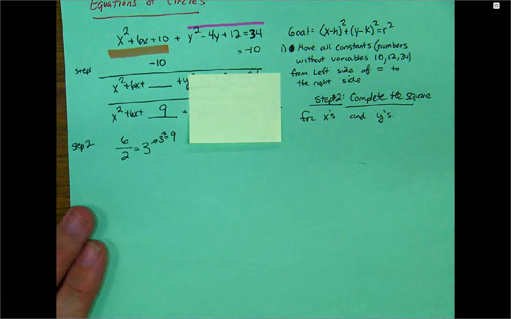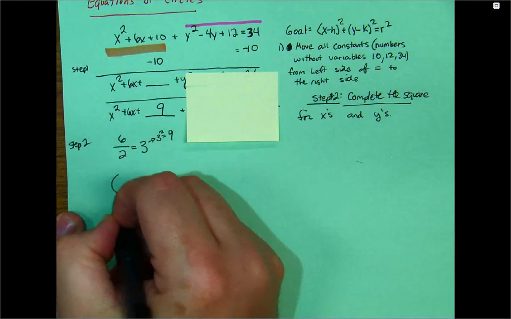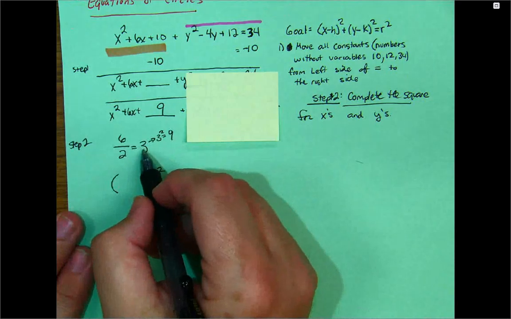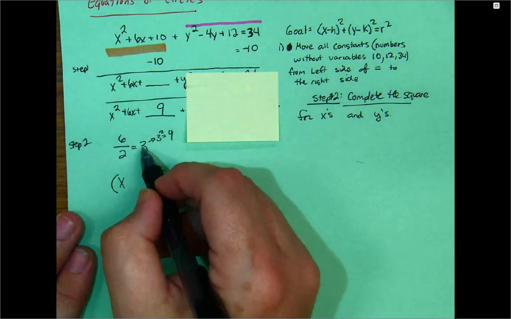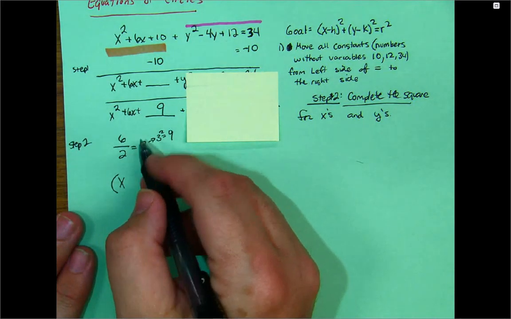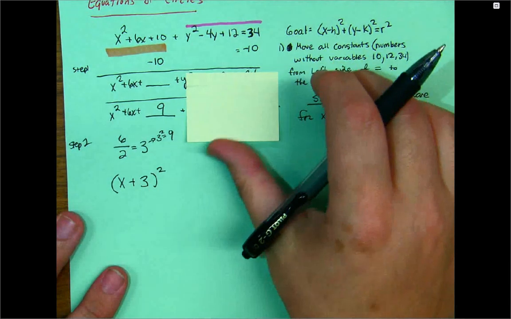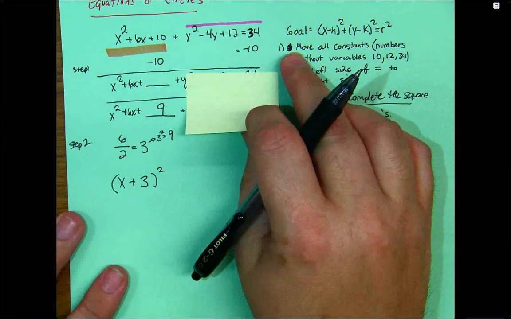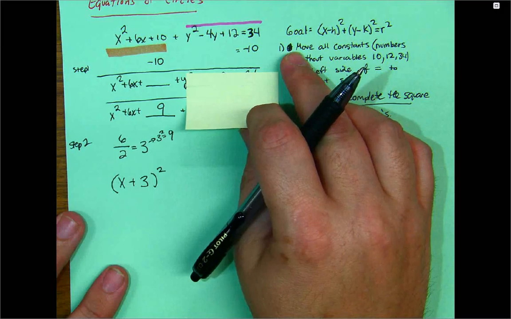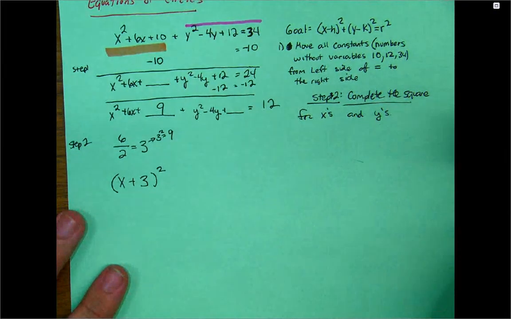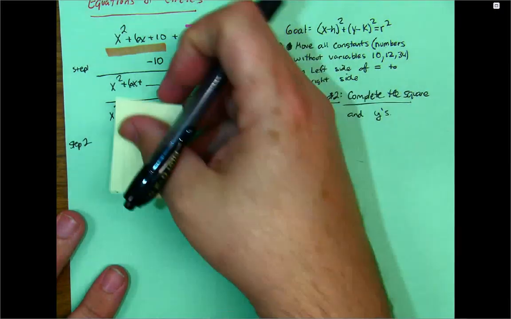But if I wanted to, I could say this is x, and that's a positive 3, so it's x plus 3 quantity squared. So I took care of all the x's. So now, are we okay with all the x's?